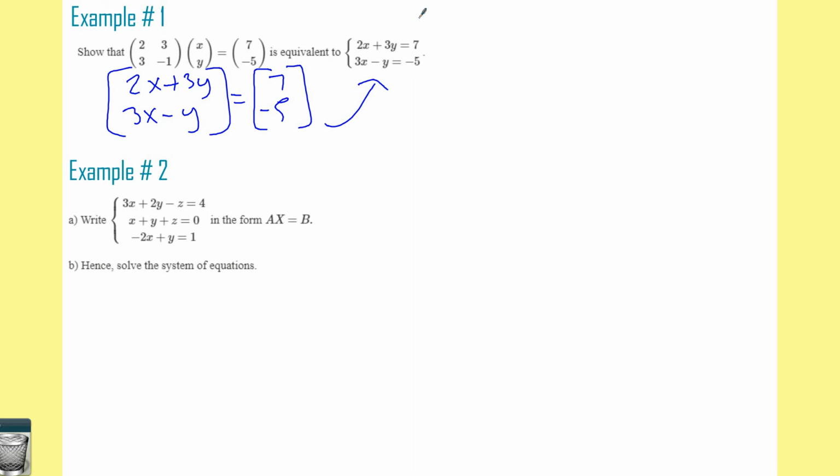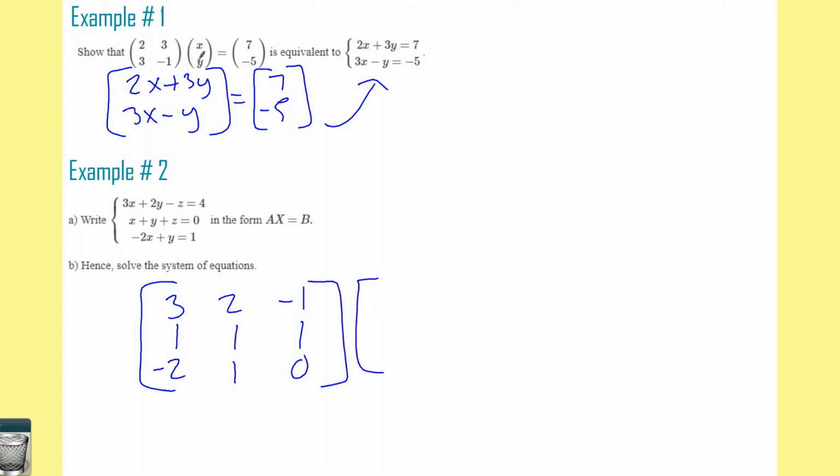All right, so we can pull them back and go the other way. What I mean by that is here, list all your coefficients. So we're going to have 3, 2, negative 1, 1, 1, 1, and negative 2, 1, 0. Then we're going to have our variables, because that's what we had up here. We put them in order. X's were first, then Y's, then Z's. So X, Y, Z. And that's going to equal our constants.